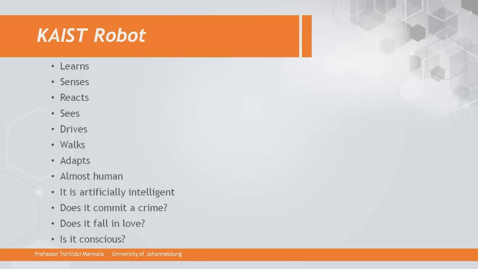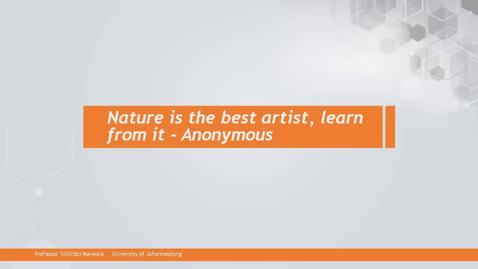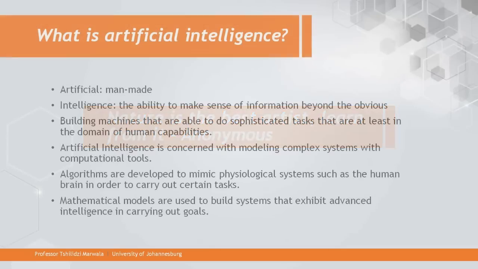Well, I'm reminded of an ancient saying by an anonymous person which says that nature is the best teacher. Learn from it. This is really what artificial intelligence is all about. What is artificial intelligence? Artificial, man-made intelligence, the ability to basically make sense of information beyond the obvious. Basically, it is about creating machines that are able to do sophisticated tasks that are at least in the domain of human capability.